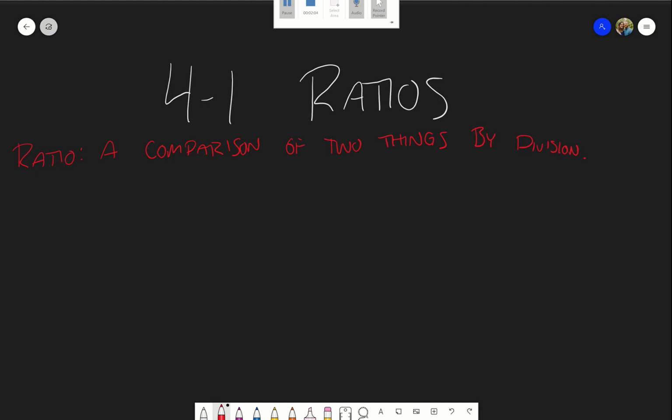And so there are three ways we write ratios. Man, that was a lot more of a struggle than I thought it would be. There are three ways we write ratios. Man, say that 5 times fast.